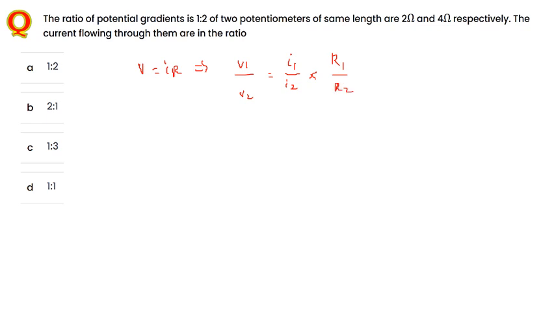See what they are asking in this case: I1 by I2. That's the ratio they are asking here. The V ratio they have already given, 1 by 2, will be equal to I1 by I2 into R1 by R2, which is 2 divided by 4, that is 1 by 2. The 2s will be cancelled, so I1 divided by I2 will be equal to 1:1. So the answer in this case is 1:1.